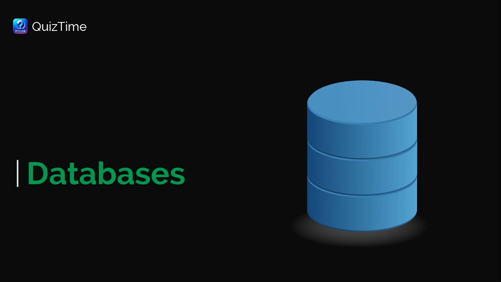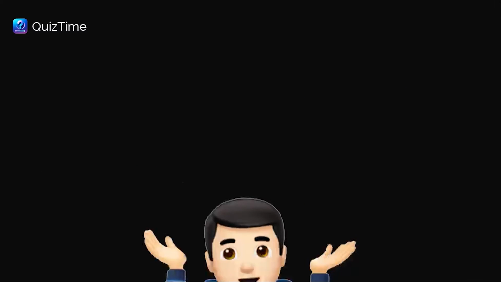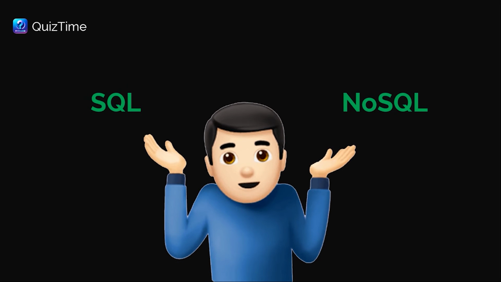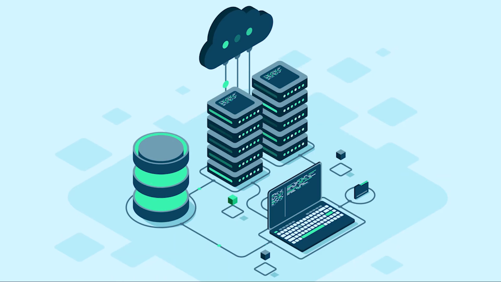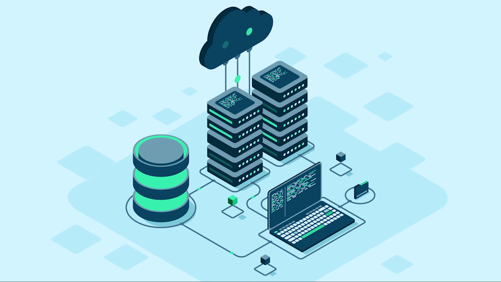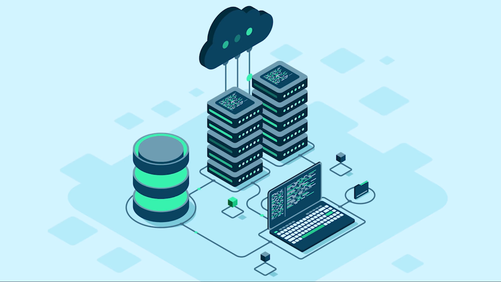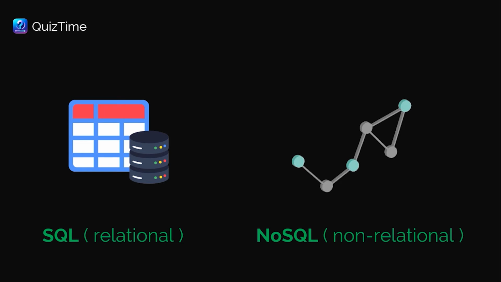What are they? What's the difference between SQL and NoSQL? And which one should you use? Let's break it down. A database is a system that helps us store, organize, and retrieve data efficiently. There are two main types: SQL, that is relational database, and NoSQL, non-relational database.